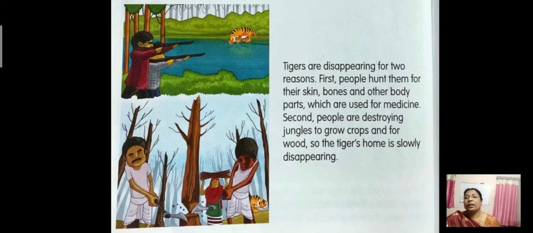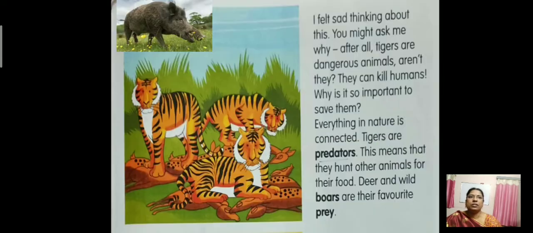Now, the second thing, people are destroying jungles to grow crops and for wood. So the tiger's home is slowly disappearing. So in the other picture, what do you see? What are the people doing? They are destroying the jungle. They are cutting the trees. That forest is a home of these tigers, isn't it, children? So when there are no trees or no forest over there, where will they stay? Slowly they are disappearing from the earth.